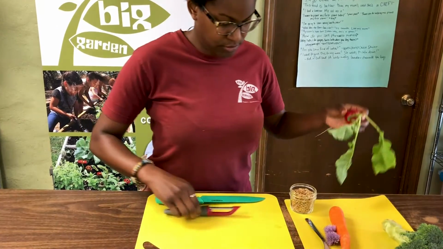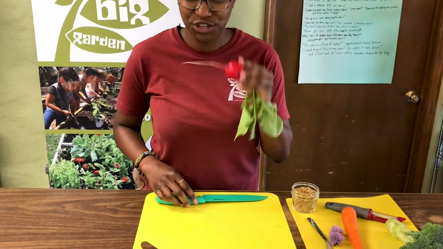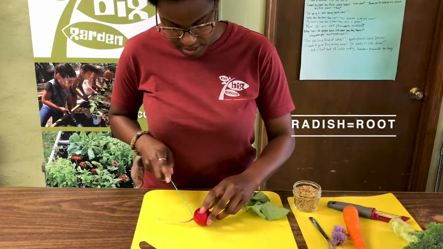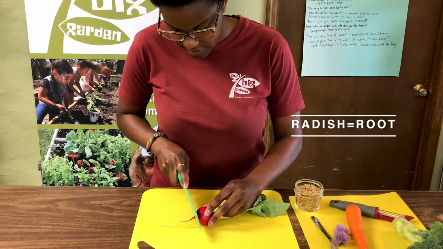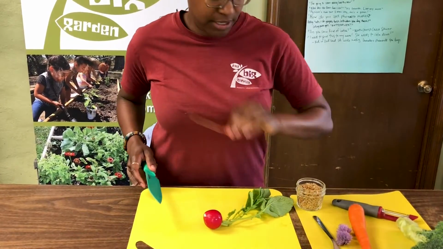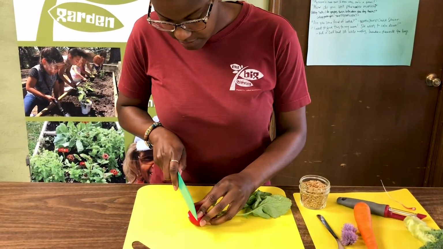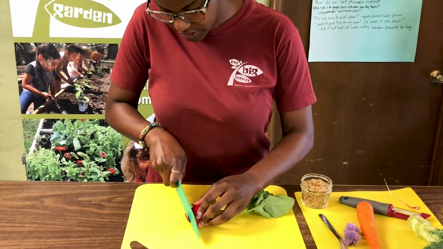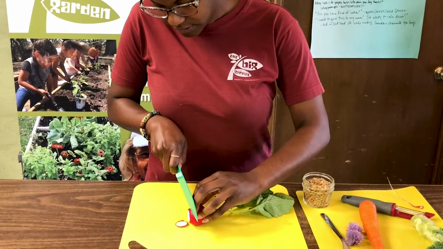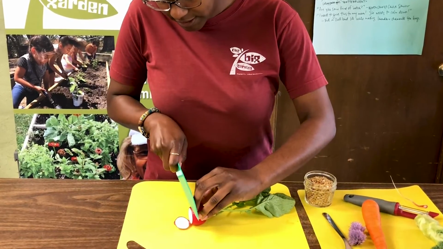Now let's use some radish for the roots of our plant. So I'm going to cut off the root end, and I'm going to set that aside to compost it later. Then I'm just going to slice my radish thinly.